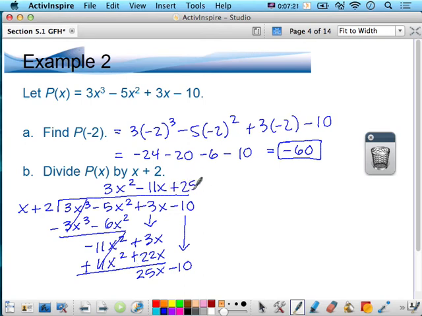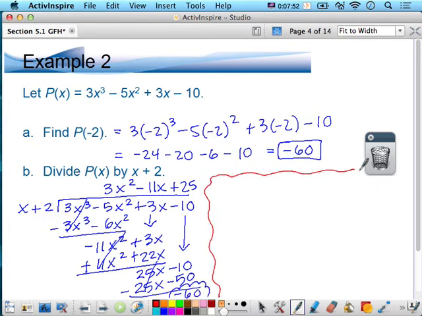So we have positive 25 times x is 25x, and positive 25 times 2 is positive 50. But then I have to subtract that off. So if I draw a line and change both of my signs, I get negative 60, and that's my remainder. So notice that the p of -2 was equal to the remainder when I divided the polynomial by x plus 2. So now we need to talk about how to write that answer.